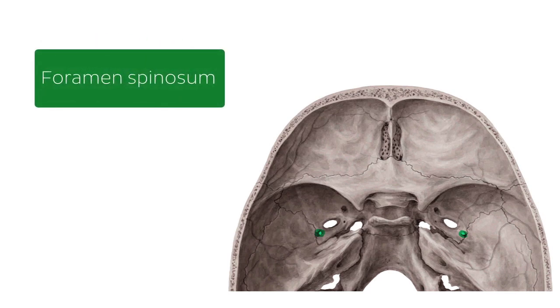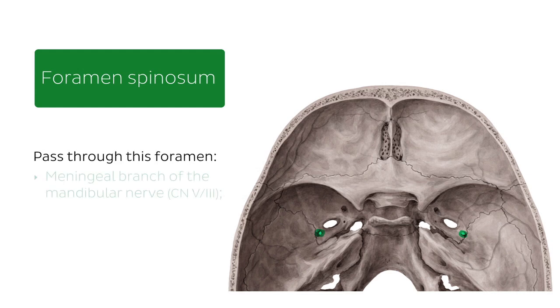The next one we're going to be highlighting is known as the foramen spinosum. You also have two. The foramen spinosum is located on the sphenoid bone and is located lateral to the foramen ovale. Structures that will pass through this foramen include the meningeal branch of the mandibular nerve, as well as the middle meningeal artery and vein.